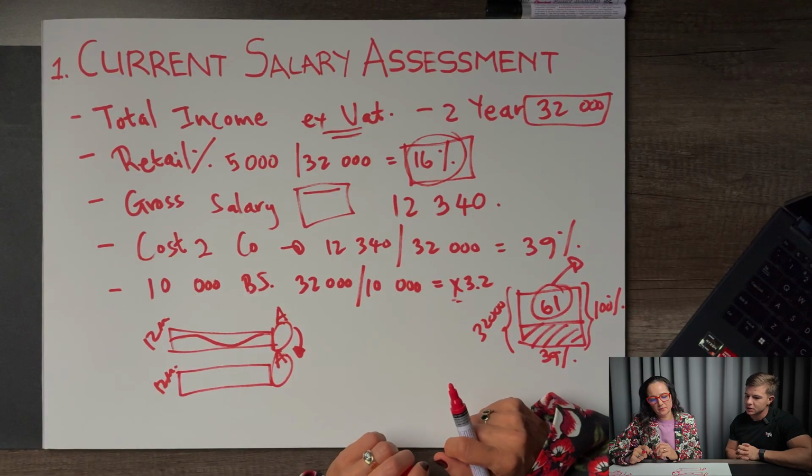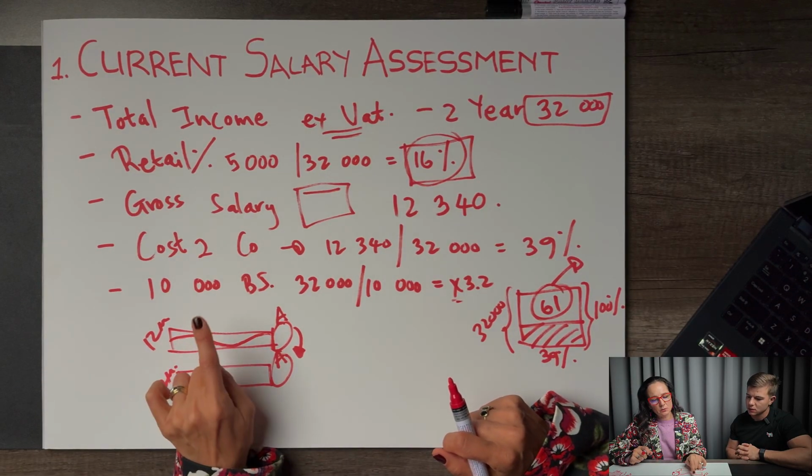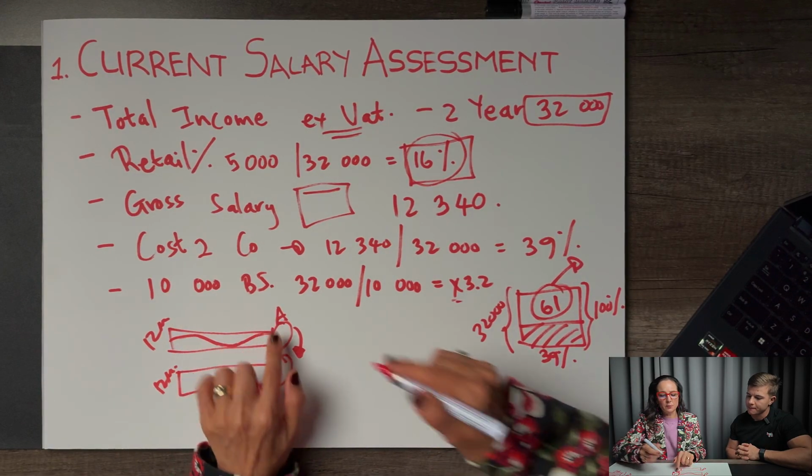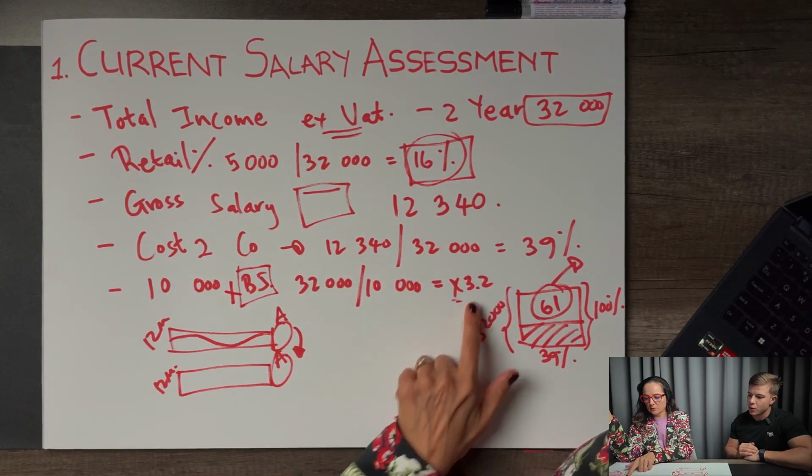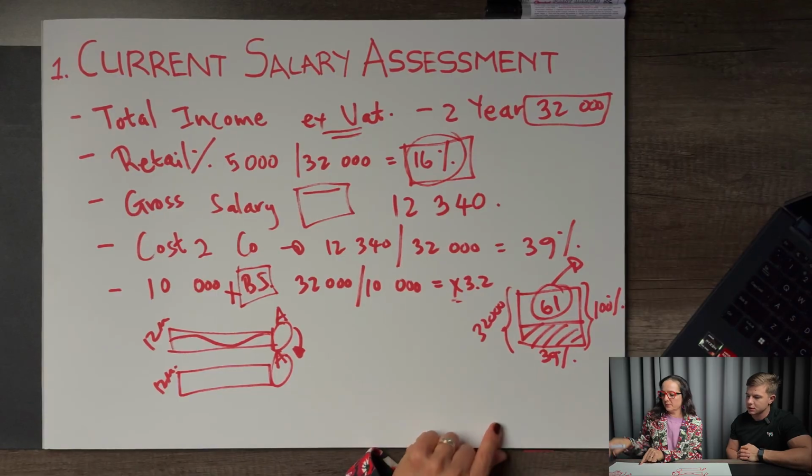All right, let's move on. The last one was the multiplication of your basic salary. This is very important, and in this case, it is 3.2. Correct. All right, perfect.